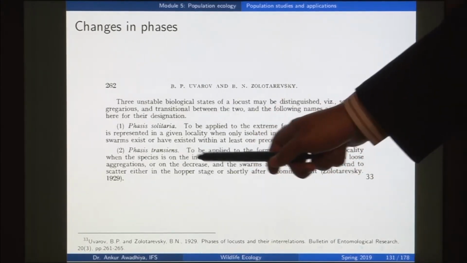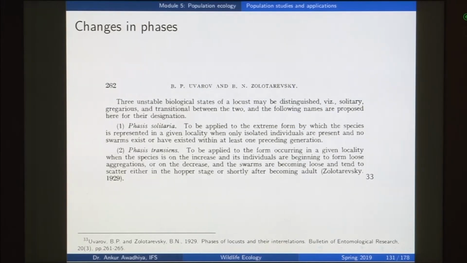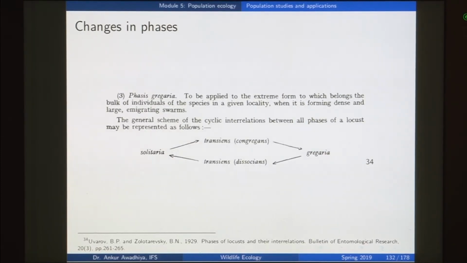Then he termed the second phase as a transient phase, to be applied to the form occurring in a given locality when the species is on the increase and its individuals are beginning to form loose segregation, or on the decrease and the swarms are becoming loose and tend to scatter either in the hopper stage or shortly after becoming adult. And then he termed a third phase, which was the gregarious phase. The gregarious phase is to be applied to the extreme form to which belongs the bulk of individuals of the species in a given locality when it is forming dense and large emigrating swarms.